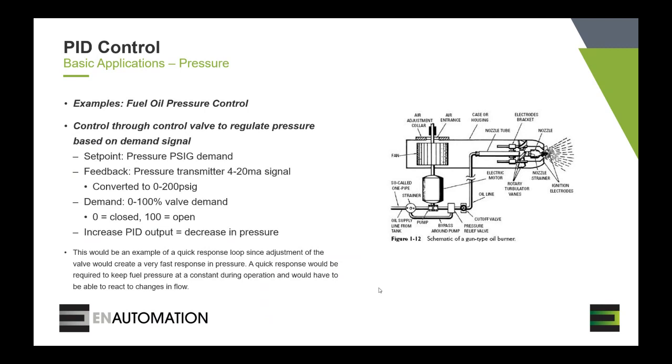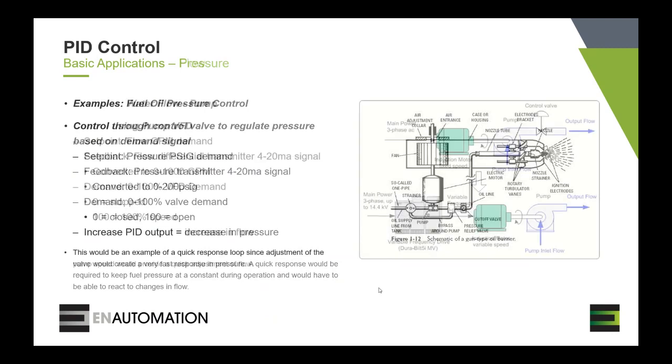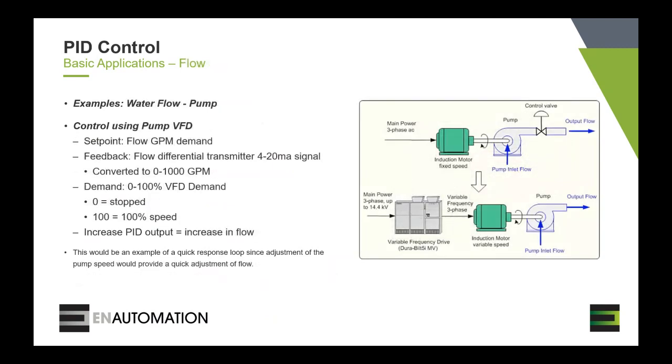So we can go ahead to the next example. The next one will be a flow control. There's a couple of different ways that this is done. My example here, I did a VFD. This could be done using a control valve as well. But for the sake of this example, we're going to say this is controlled on a VFD to adjust the pump speed.